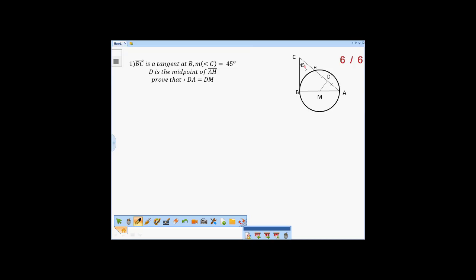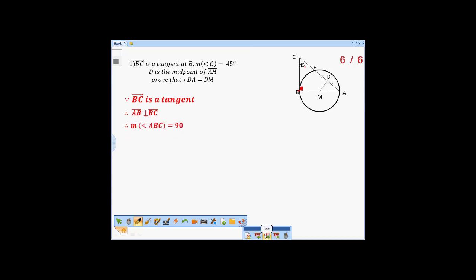Before I start, we know that if we have a tangent, this diameter must be perpendicular to this tangent. It means the measure of this angle must be equal to 90 degrees. So I can write like this. BC is a tangent. It means AB is perpendicular to BC. So the measure of angle ABC is equal to 90.